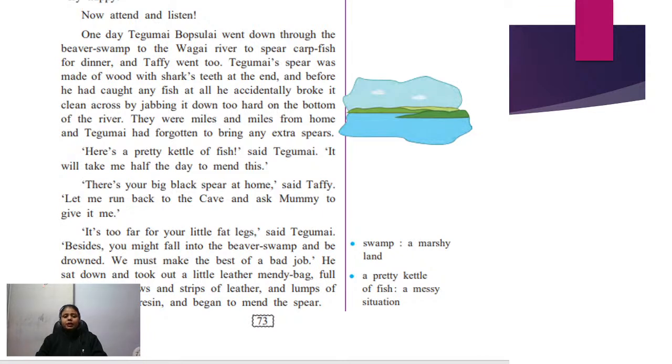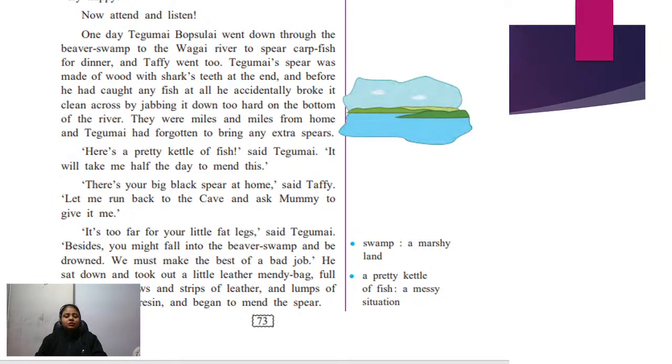They were miles and miles away from the home, and Tegumai had forgotten to bring any extra spears. And accidentally, Tegumai has broken his spear. When they were about to catch the fish, suddenly Tegumai broke his spear, and that time they were very far from their home.